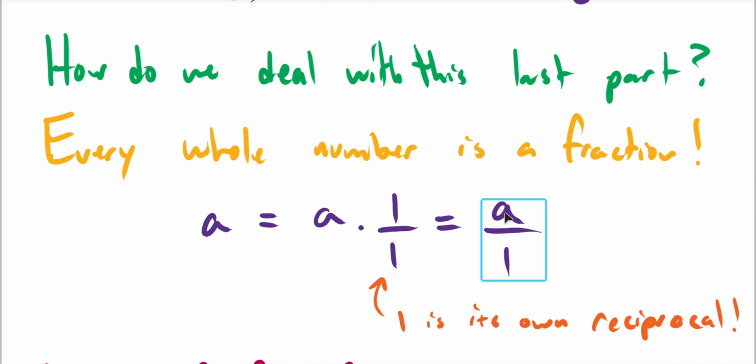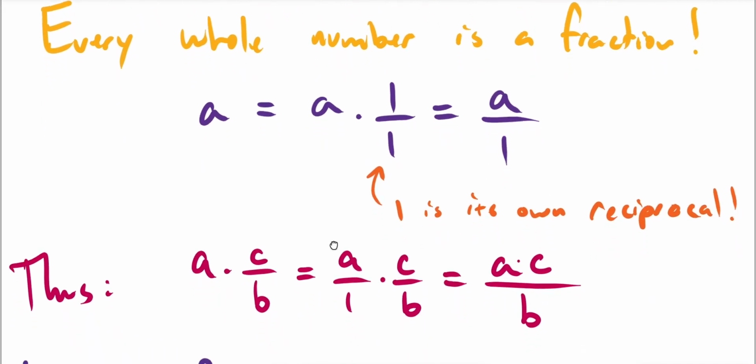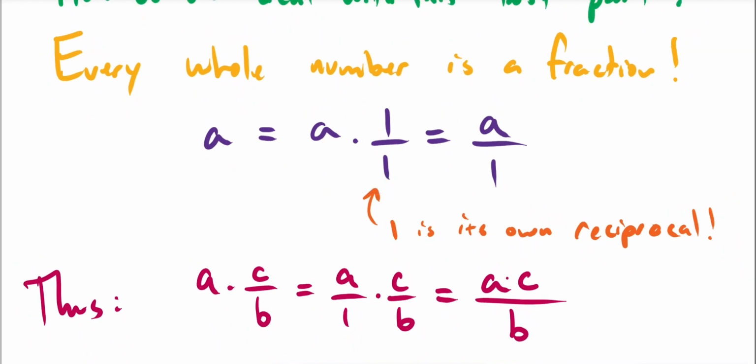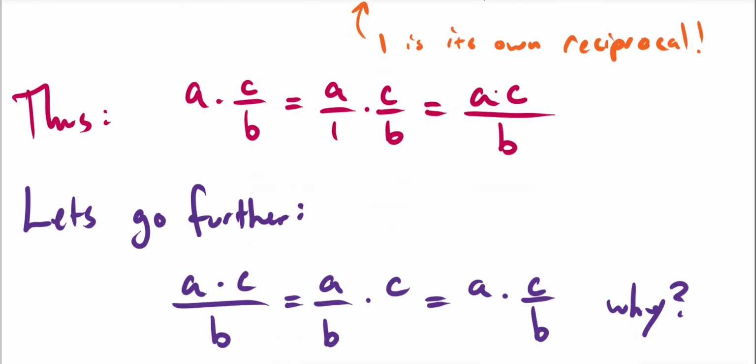So we can always write whole numbers, or any number we please, as a fraction over 1. And so our last little bit of work to do here is that a times c over b is really just a over 1 times c over b, but that's just a times c over b. b times 1 is just b.